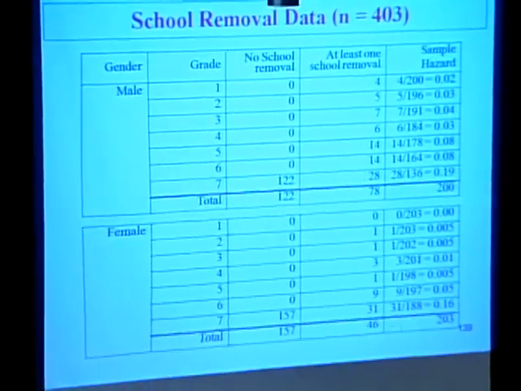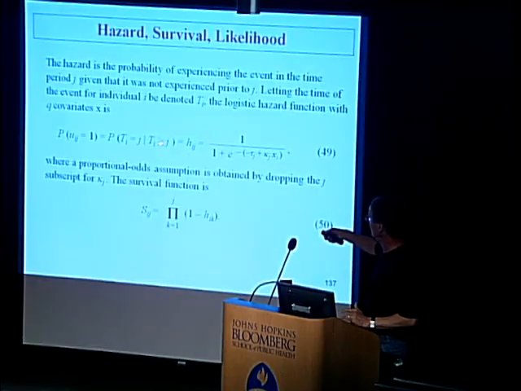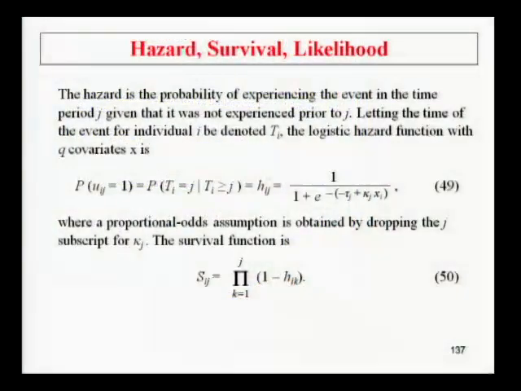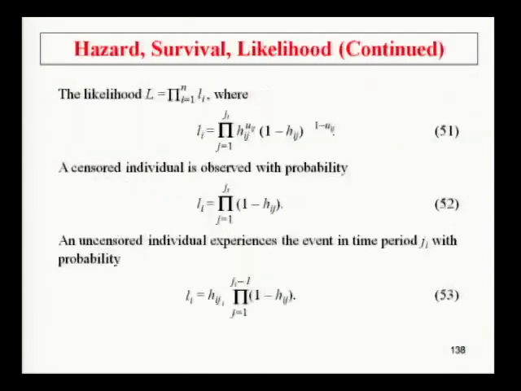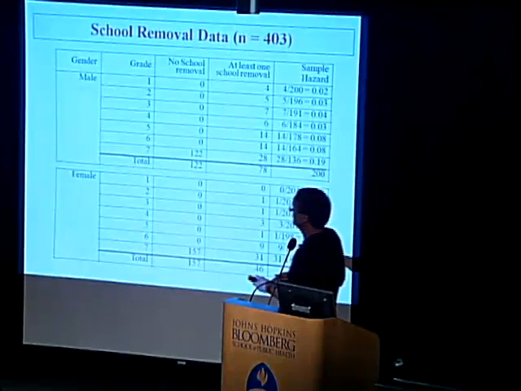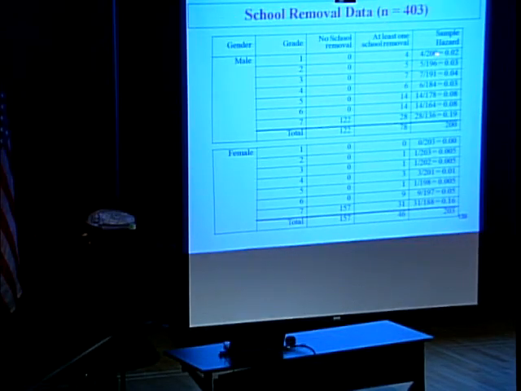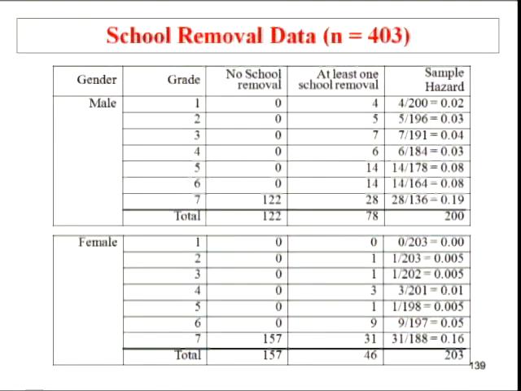So this is what we tried to convey with this expression. Those who survived grade 1, not being removed for the first time in grade 1, what's their hazard of being removed in the next grade? Then when you come to the 3rd grade, you have to subtract 9 people, 4 plus 5, from 200. And that would be 191 in the risk set, out of which 7 experienced their first school removal. The hazard is 0.04, and onwards and upwards.